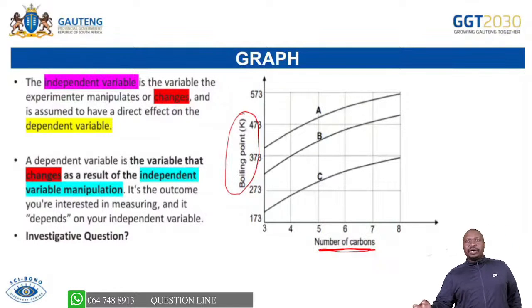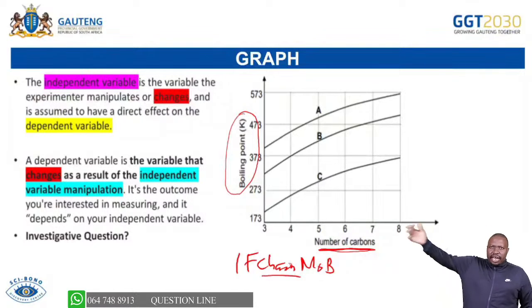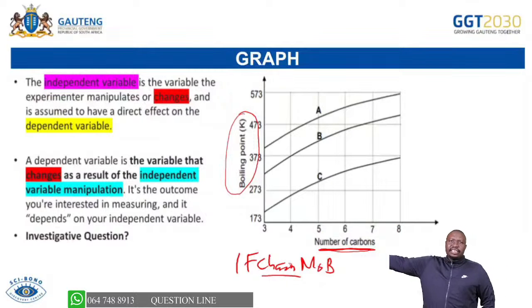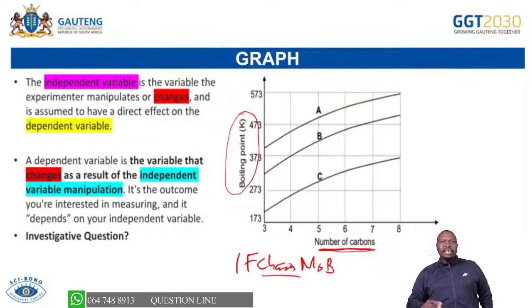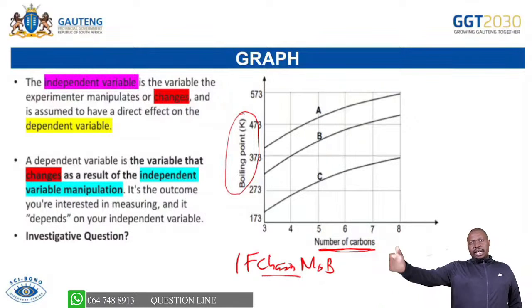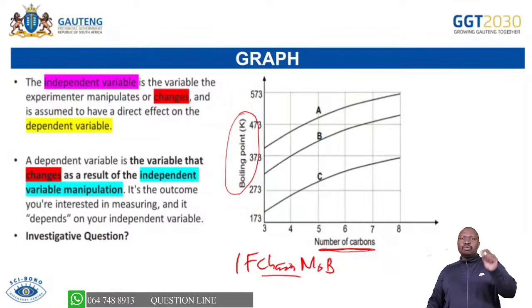We're changing the number of carbons. Remember, I said according to the exam guideline it is the intermolecular force, the functional group, the chain length, the molecular mass, and the branch. So what are we changing here? The chain length, which is the number of carbons. As the chain length increases, the boiling point increases, and you can see in the relationship there, as the number of carbons increases, the boiling points of A, B, and C are all increasing. Indeed, as the chain length increases, the boiling point increases, which means more energy is required to overcome the intermolecular force.